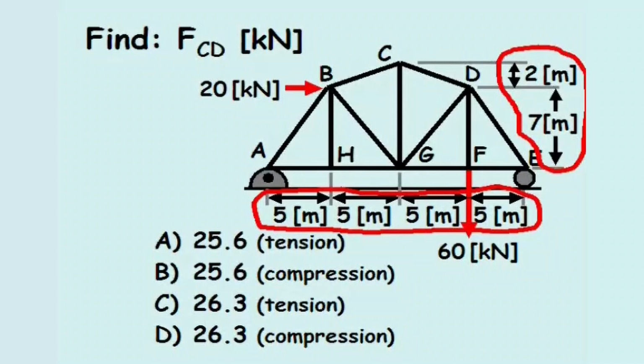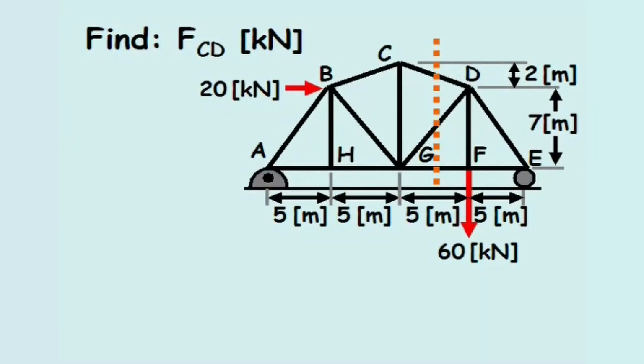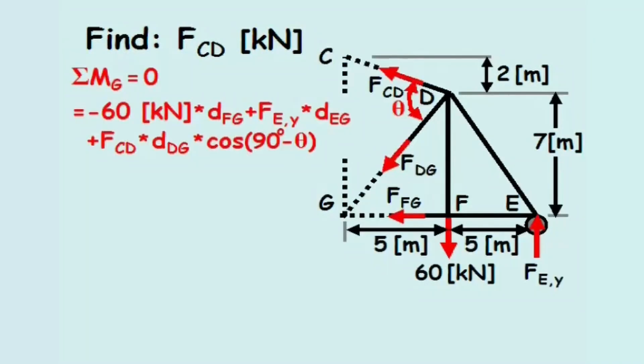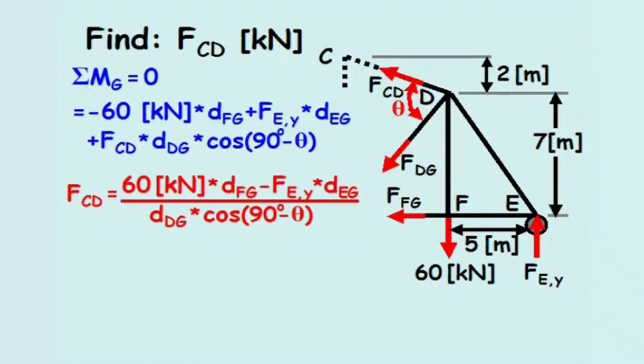The force in member CD can be determined by cutting an imaginary section through members CD, DG, and FG, summing the moments at point G, setting the value to 0, and solving for the force in member CD. This equation assumes member CD experiences a tensile force. Currently, the unknown variables in this equation include the length of member DG, the vertical force at joint E, and the angle theta, made by members CD and DG.